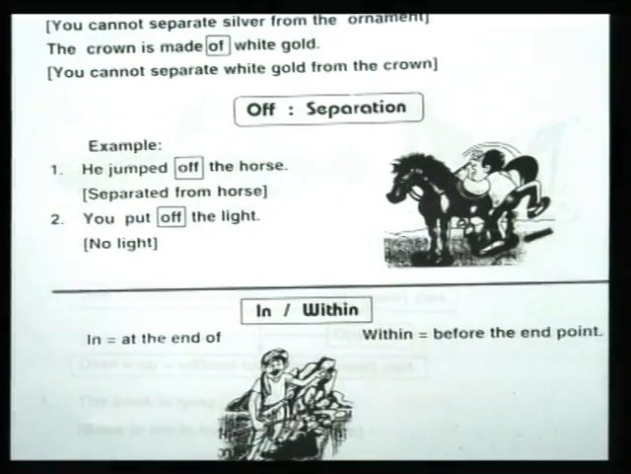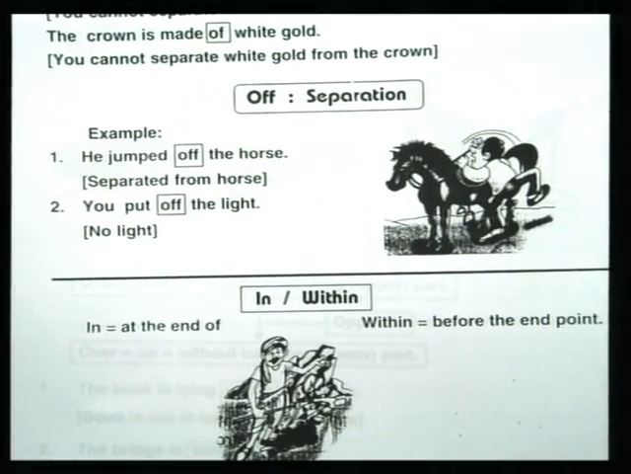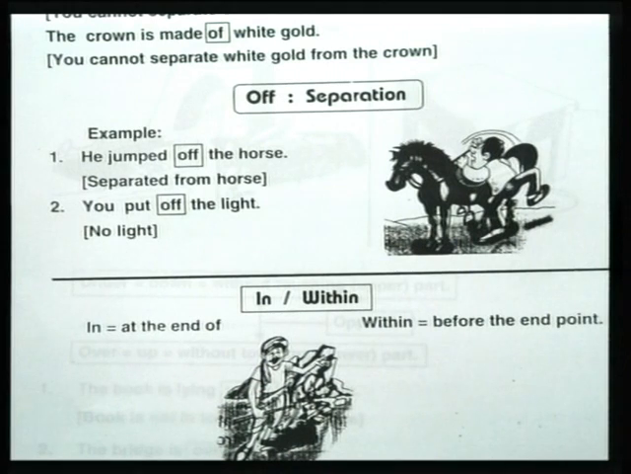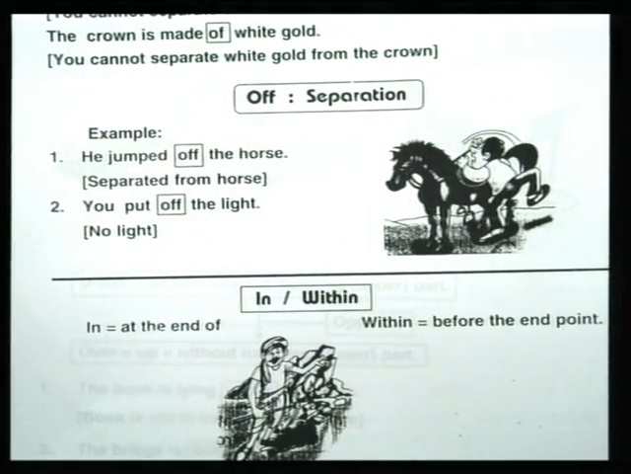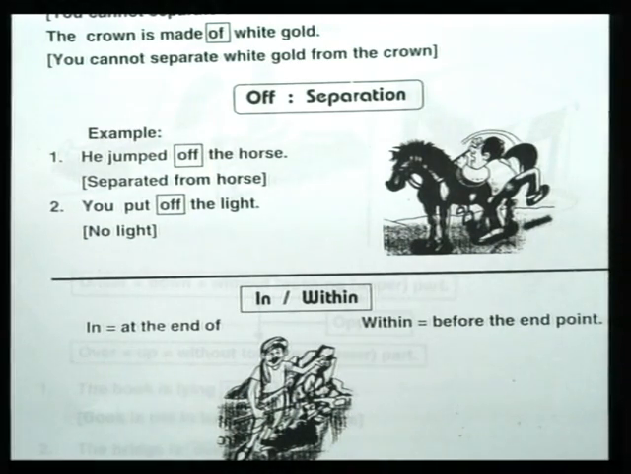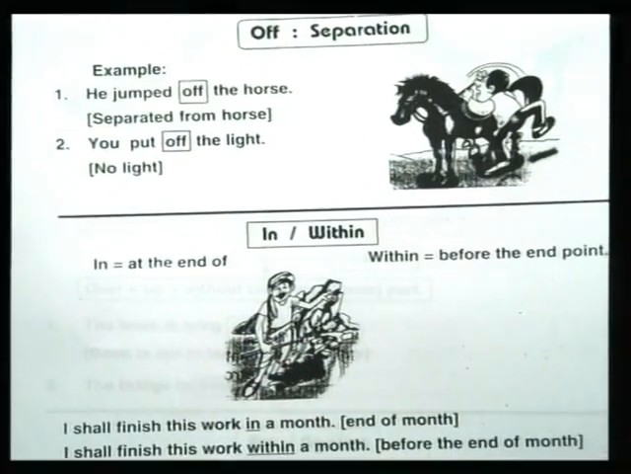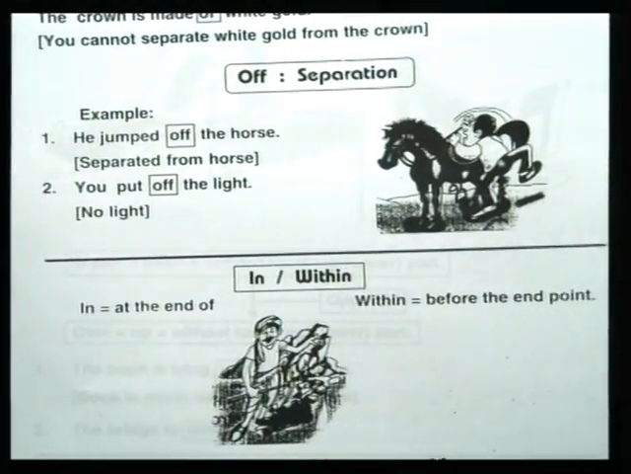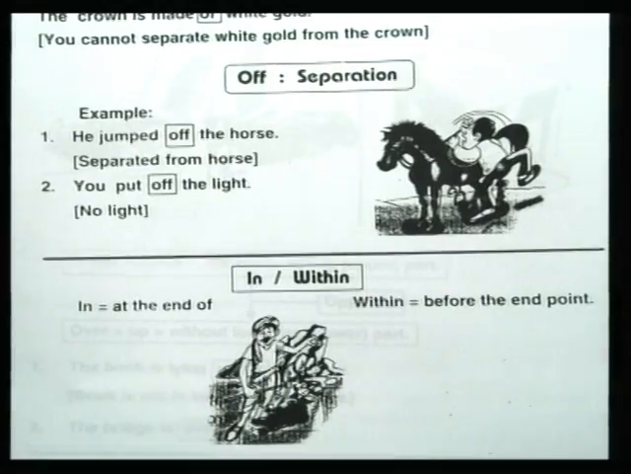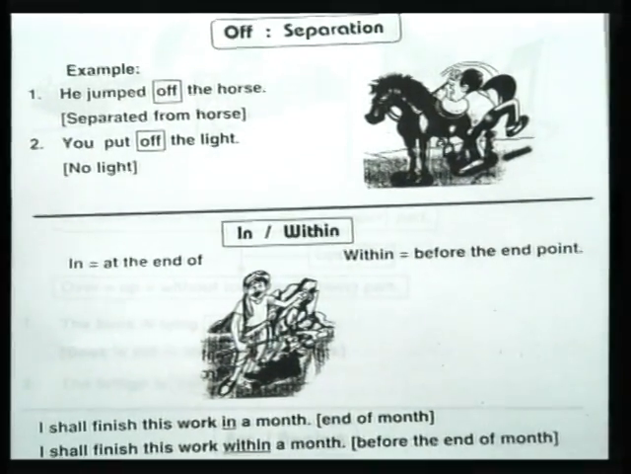Let us go on to the other example of O-double-F, off, which means separation. He jumped off the horse means he is getting away from the horse. That means separation. He is separated from the horse. You put off the light means no light. Switch off the fan. So that is no fan. I hope it is clear.